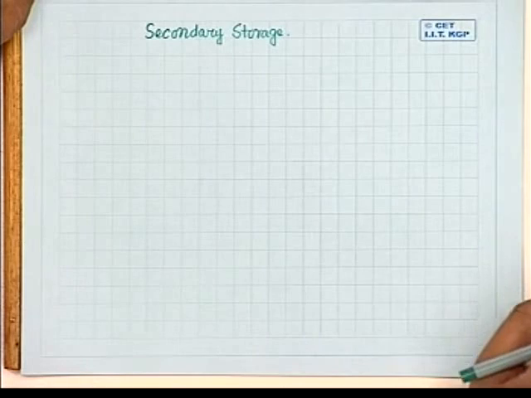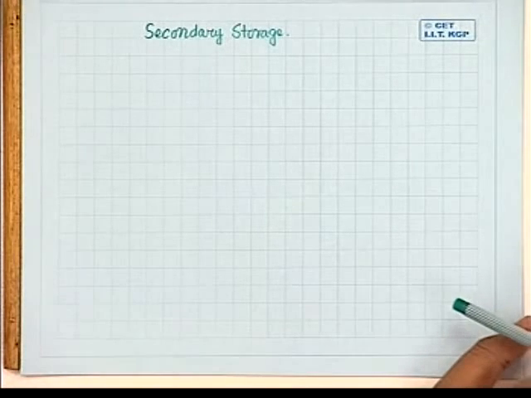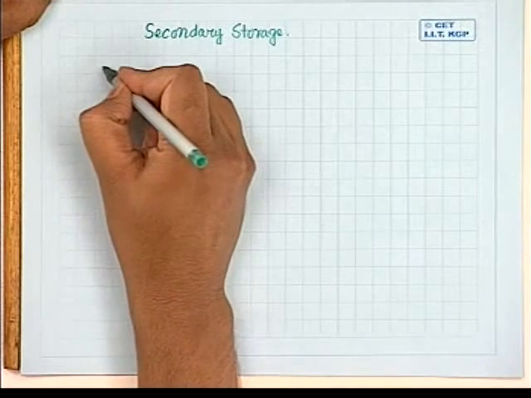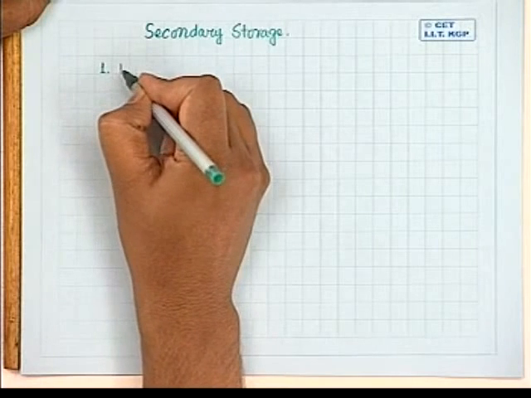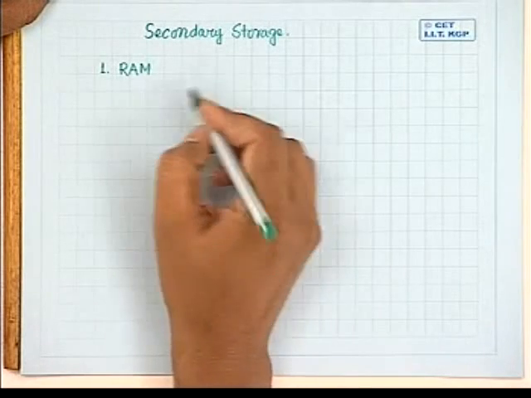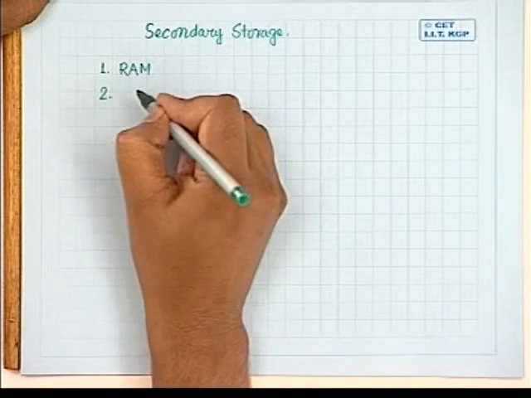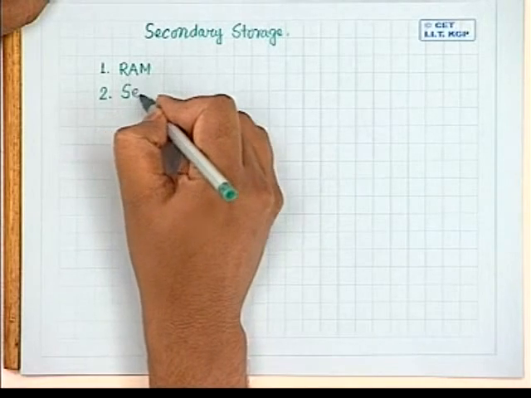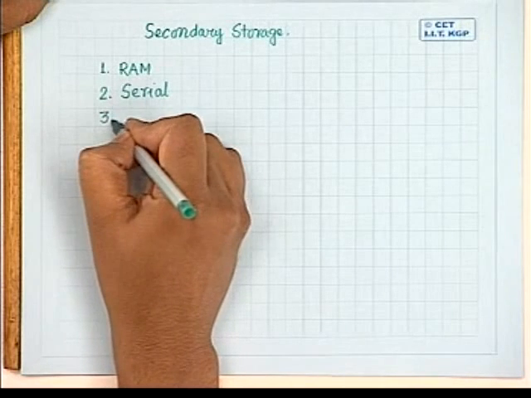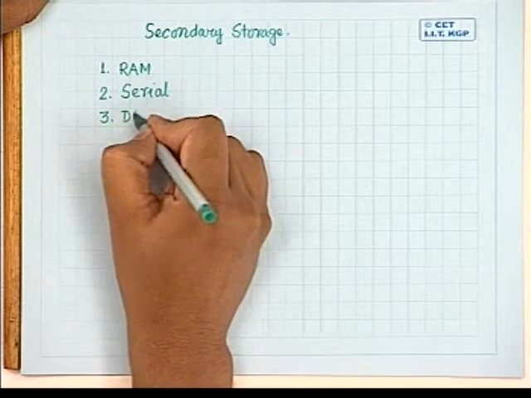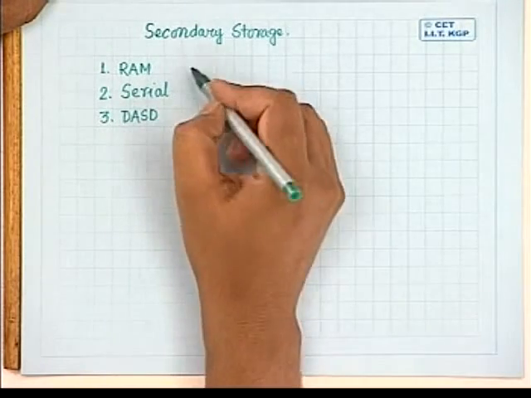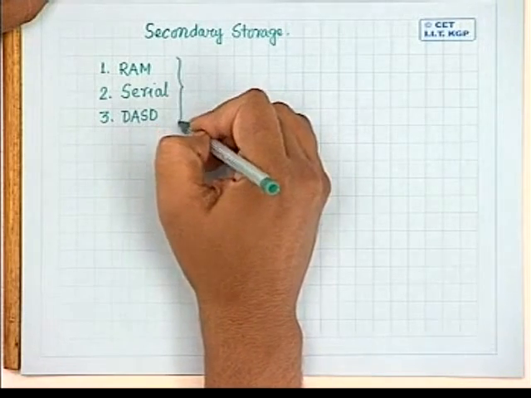Now, when we talk about these memory devices or storage devices, the devices are categorized into three different categories. The first category is called random access storage device or random access memory, which is called RAM. The second kind of storage devices are serial storage devices, and the third category of storage device is what is called direct access storage device or DASD.